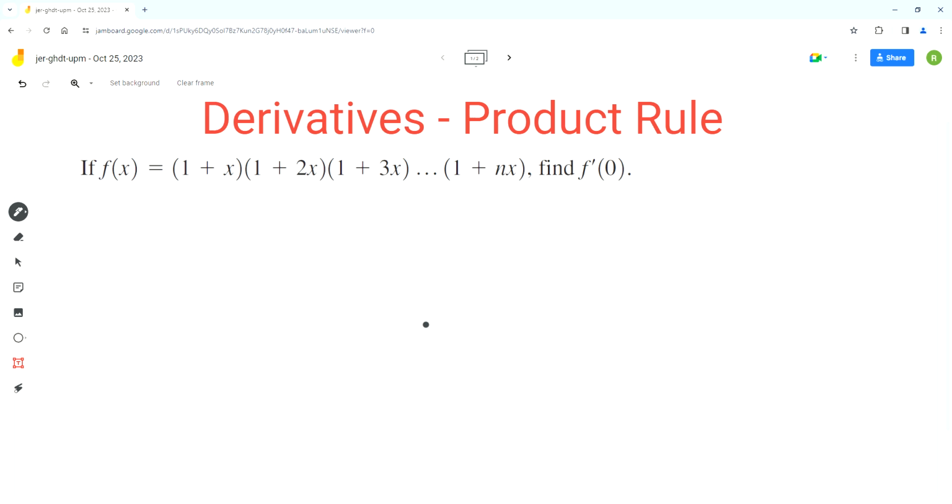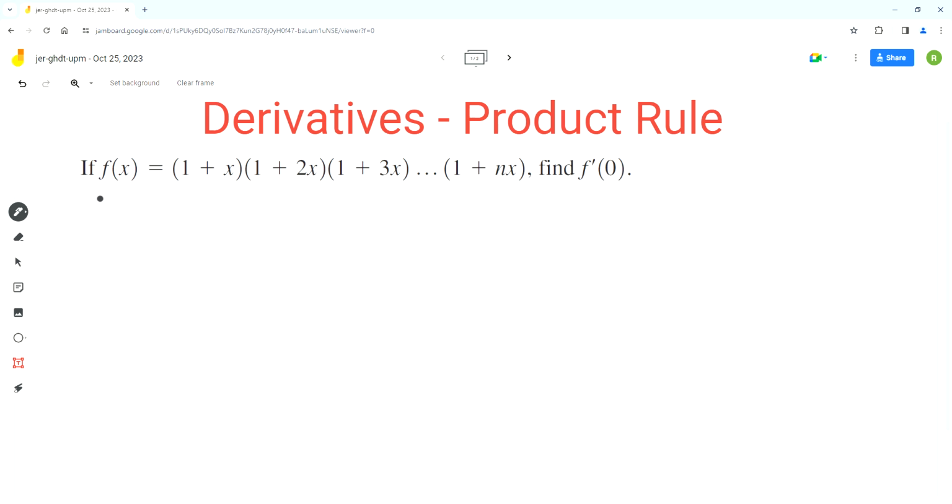So in this video, we'll solve this problem using the concepts of product rule. As per the problem, if f of x is equal to (1 plus x) times (1 plus 2x) times (1 plus 3x) and that continues to (1 plus nx), find f prime of 0. So the first step in this problem is to find the derivative of this given function.